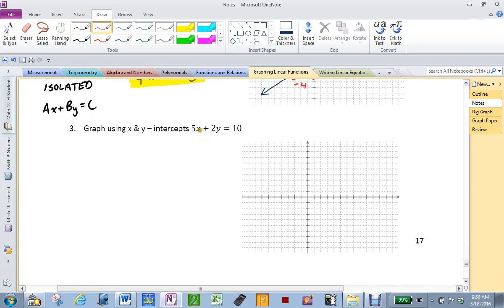How many choices do you have to solve number 3? 2, right? You could go 0, y, and x, 0, couldn't you? You could also take 5x plus 2y equals 10 and put it in slope-intercept form. Both of those are options. I don't care which one you do. Go. I'm going to be doing both of them.